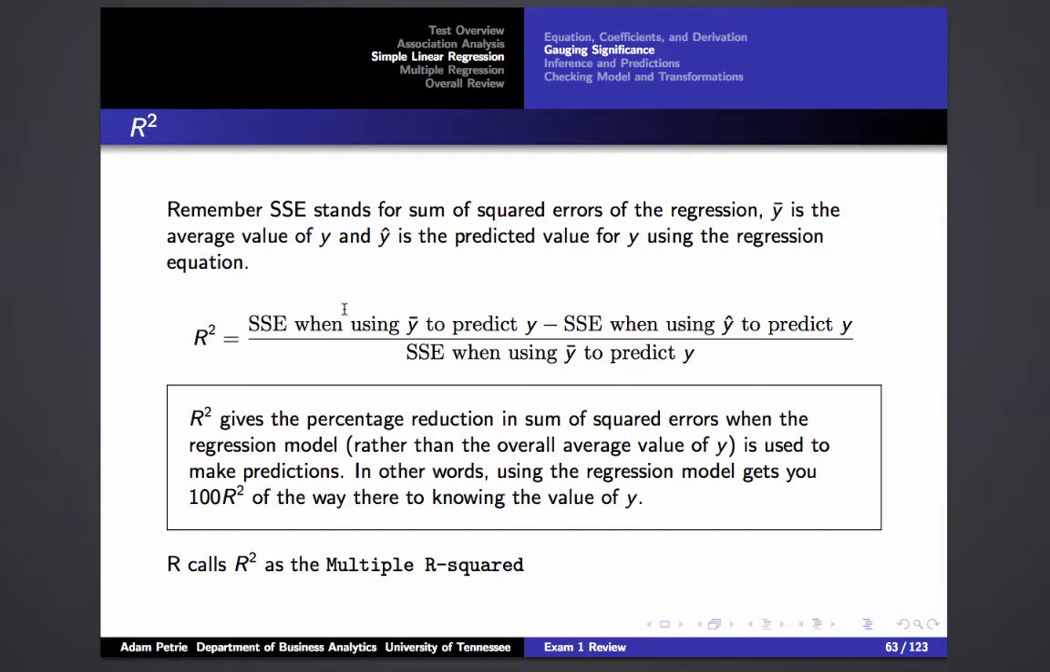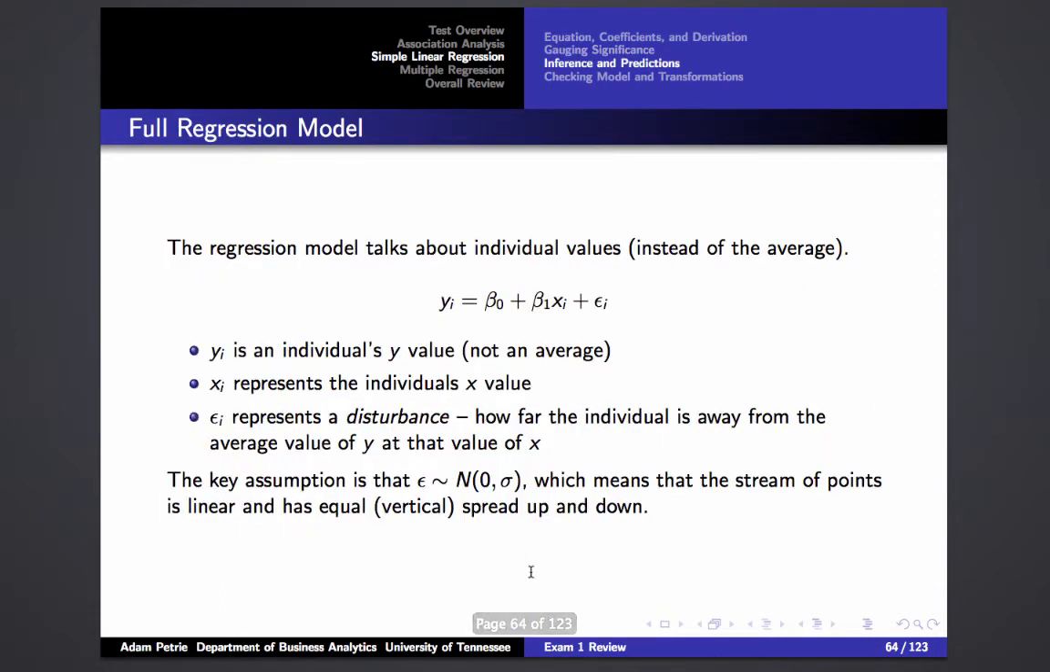All right, r squared is another thing to gauge practical significance, and r squared gives the percentage reduction in the sum of squared errors when we use the regression model instead of the naive model. So r squared goes from 0% to 100%, the larger the better, but once again there's no arbitrary cutoff that says an r squared bigger than this percentage means your regression has practical significance. That's always going to be context dependent as well. R calls r squared the multiple r squared.